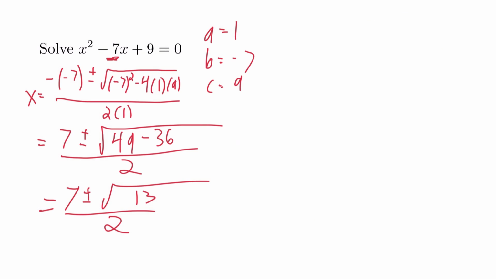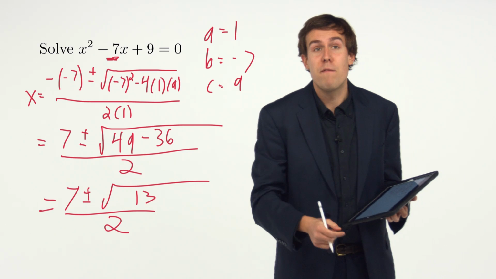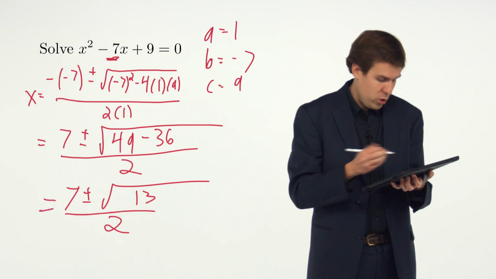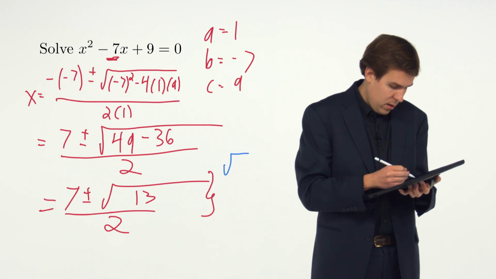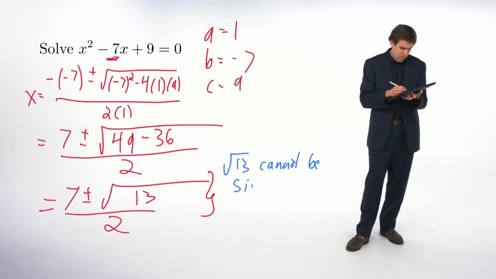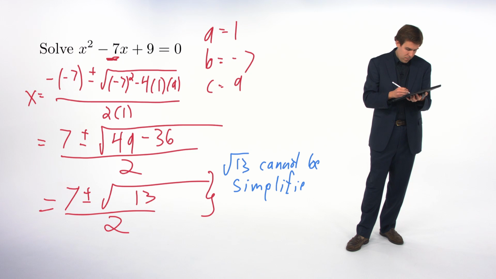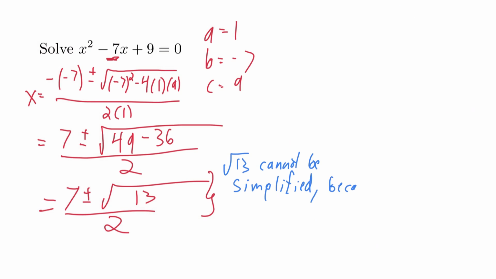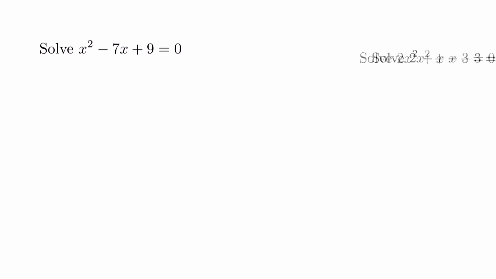And there's actually nothing else we can really do with this, because square root of 13 does not simplify any further. It does not contain a perfect square. So I'll say square root of 13 cannot be simplified. And I'll say this is because it has no perfect square factors. If you don't know what that means, it's not really very important for the CLEP, but it is sort of interesting in its own right. Okay. So let's move on to a second example.